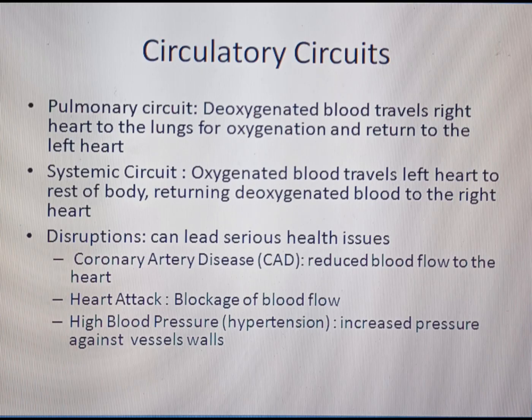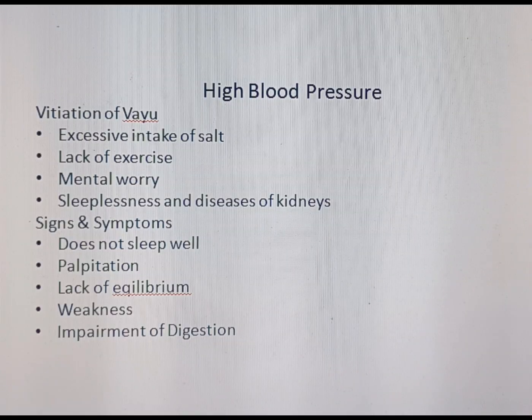Apart from psychic and emotional factors, the blood pressure goes up because of the vitiation of vayu. In Ayurveda there are three doshas: Vata, Pitta, and Kapha, and this hypertension or high blood pressure arises due to the vitiation of the vayu. And how does the vitiation of the vayu happen?